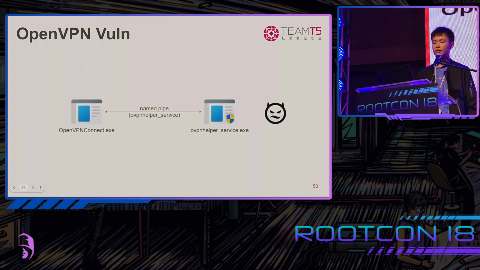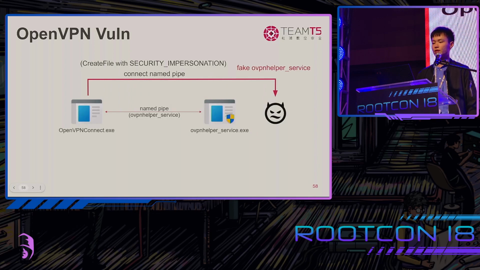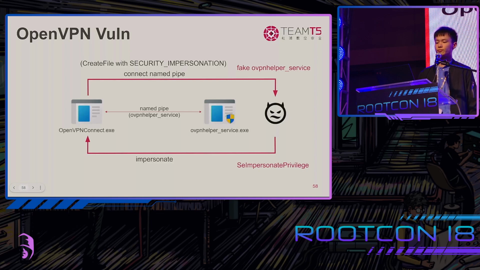However, an attacker can fake the NamedPipe server by creating a NamedPipe with the same name as the OpenVPN service, tricking the OpenVPN NamedPipe client into connecting to it. As long as the attacker has SeImpersonatePrivilege, they can perform any actions with the OpenVPN NamedPipe client's permissions. If this NamedPipe client is also a part of the administrator group, the attacker can achieve privilege escalation.